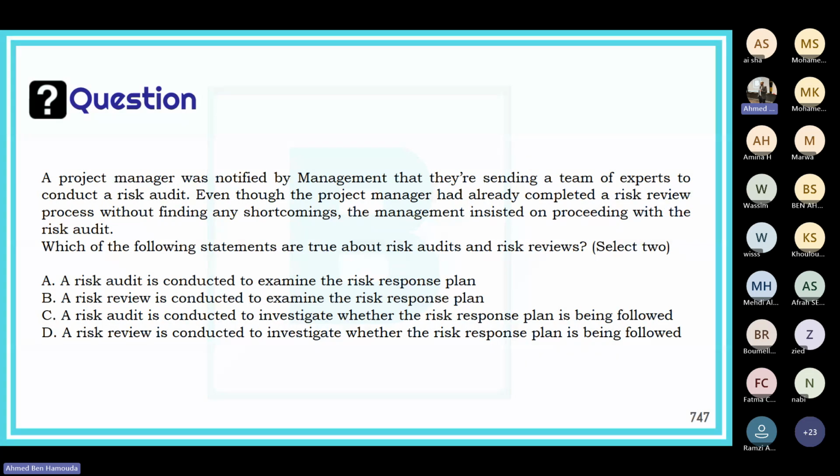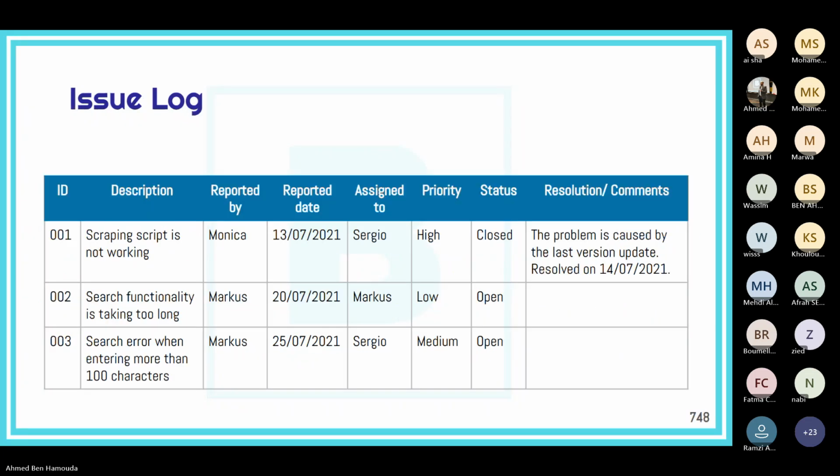That's correct because we said that the risk audit is about checking if the right procedures, the right steps are being applied. A risk review is conducted to investigate whether the risk response plan is being followed, and actually, not. That's not it. Okay, so the right answers are B and C.